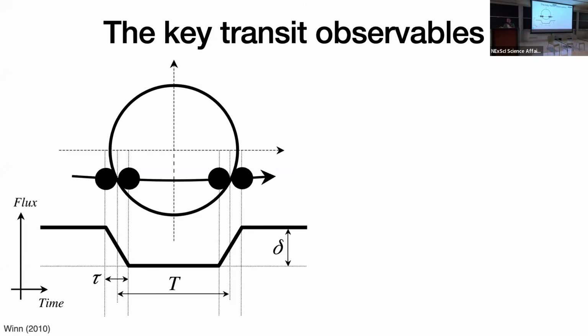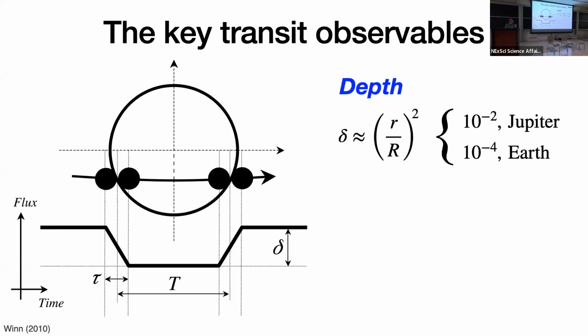The first is the orbital period. That is the one number that we usually know best for any exoplanet, often to 7 or 8 significant digits. Then there is the depth of the transit, the fraction of the light blocked by the planet, which is roughly the square of the radius ratio between the planet and the star. And for Jupiter going in front of the sun, that's about 10 to the minus 2. For Earth, it's down by another 2 orders of magnitude. So a very challenging measurement.